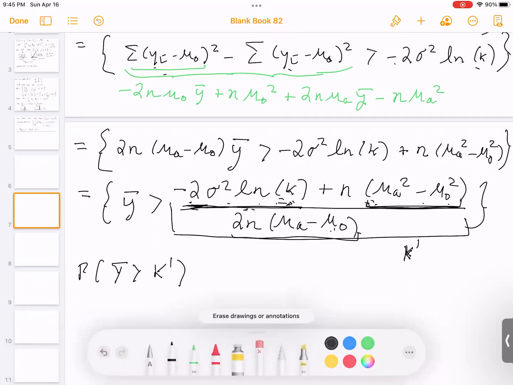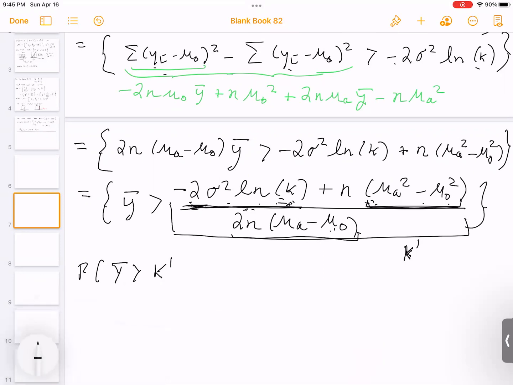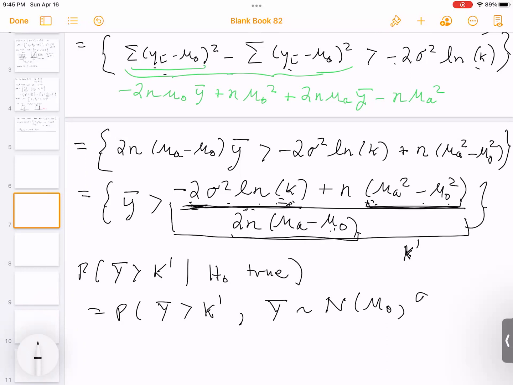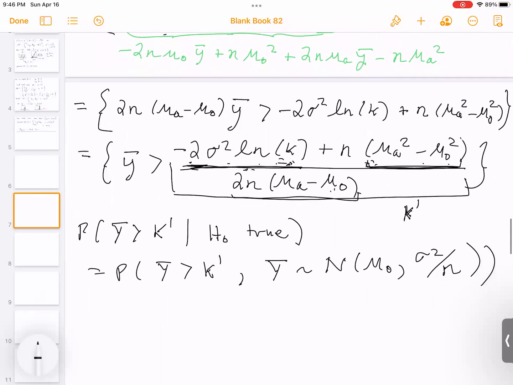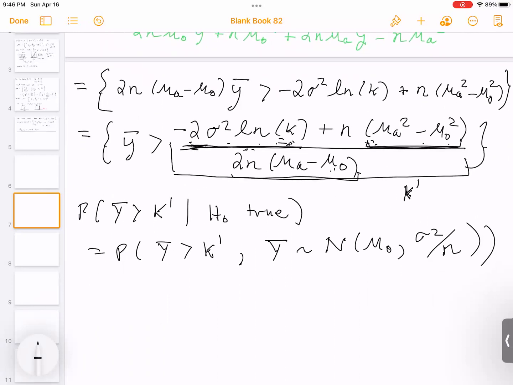given, here, let me even make it a little more clear. Sorry, I'm fumbling a little bit on this, but I think we're almost there. So the probability y bar is greater than k prime, given h0 is true, is just equal to the probability y bar is greater than k prime, where y bar is normal, mean mu 0, and variance sigma squared known over n, right? So this is the probability I reject, but this sample does have the mean mu 0.